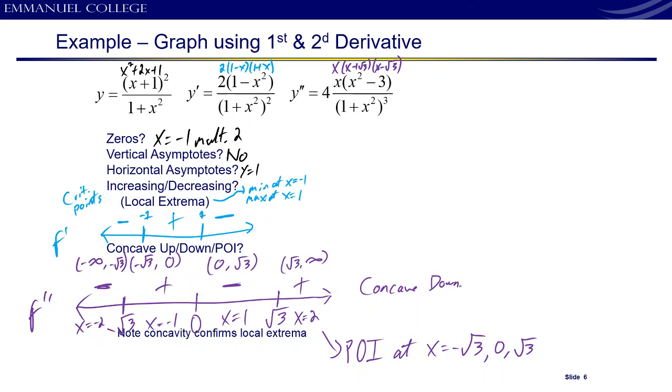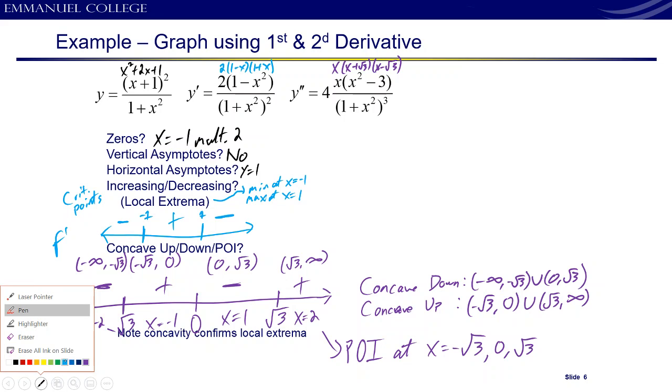So we have concave down and concave up. So concave down from negative infinity to negative square root of 3, union, whoops, not square root of 3, 0 to square root of 3. And then the remaining intervals, negative square root of 3 to 0, union square root of 3 to infinity, are concave up.